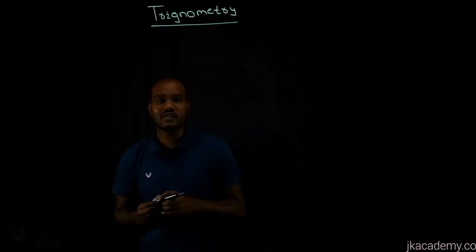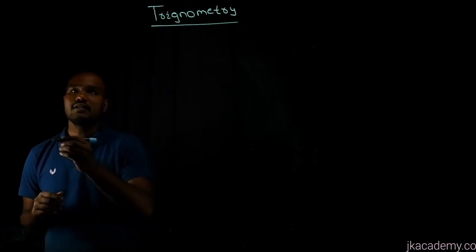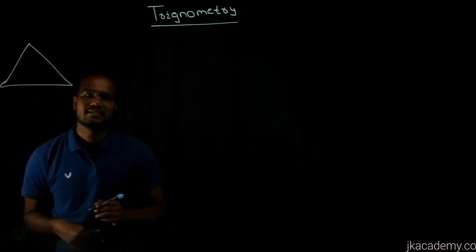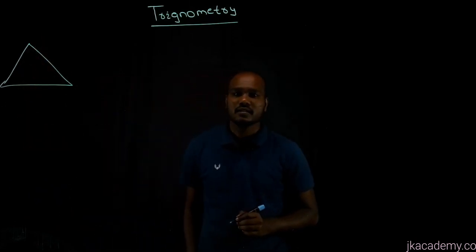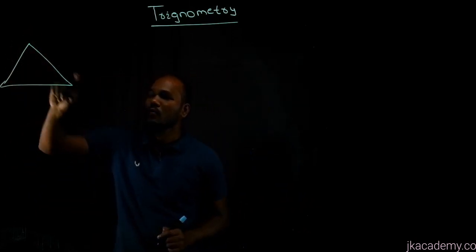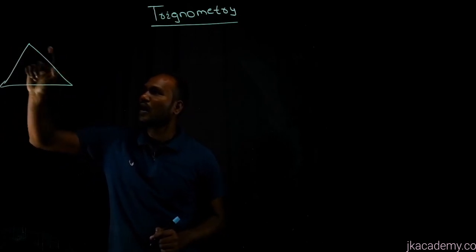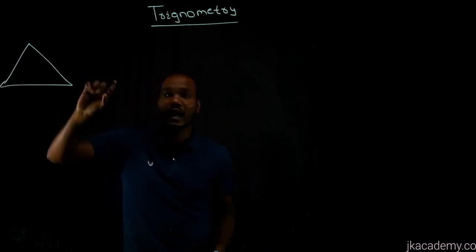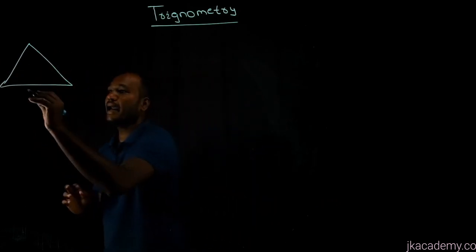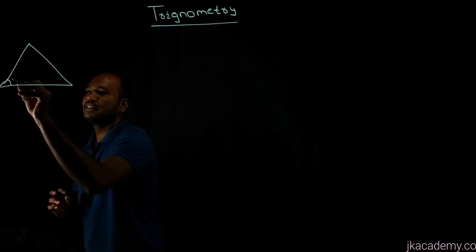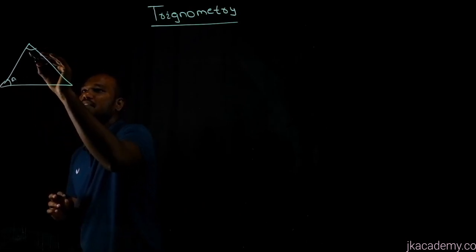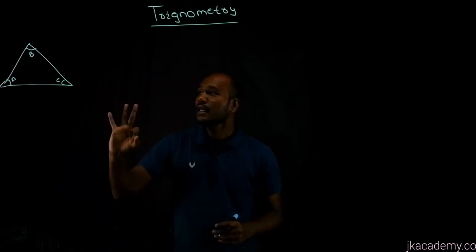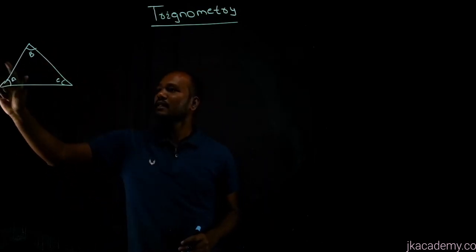So do we know what is a triangle? So let's say this. Is this a triangle? Yes, because it has three sides. These are 1, 2, 3. A triangle has three sides and also three angles. That is angle 1. Let's say this is angle A, this is angle B, and this is angle C. There are three angles in a triangle. There are three sides in a triangle.